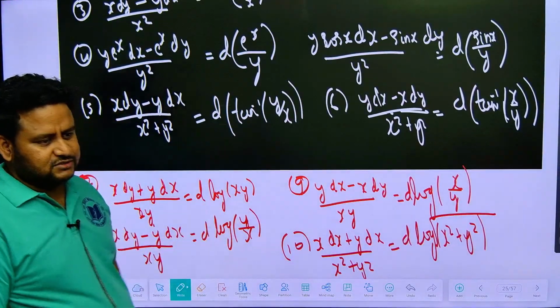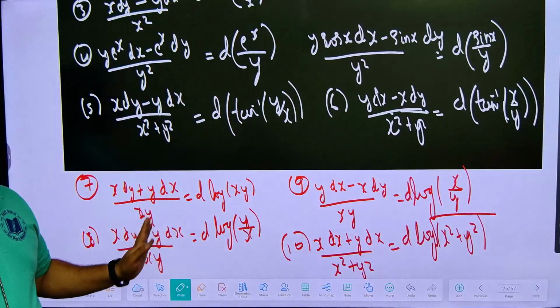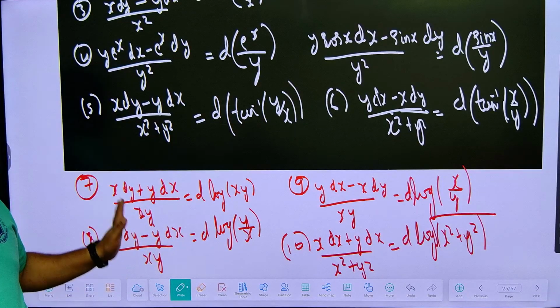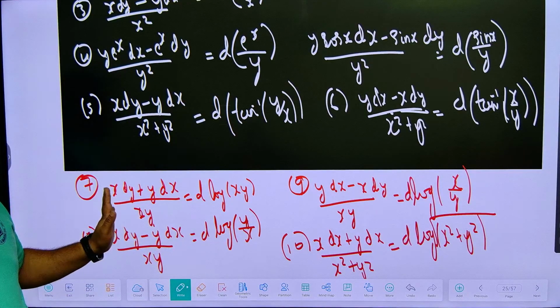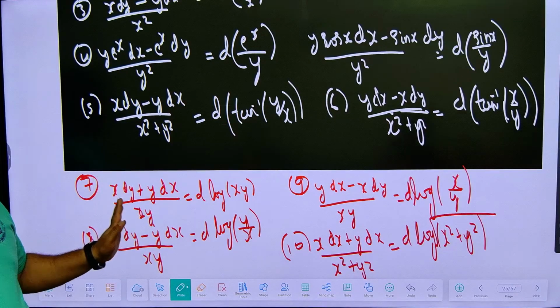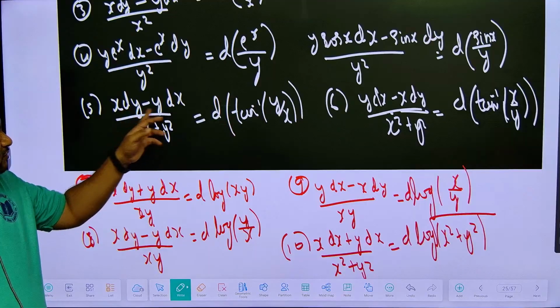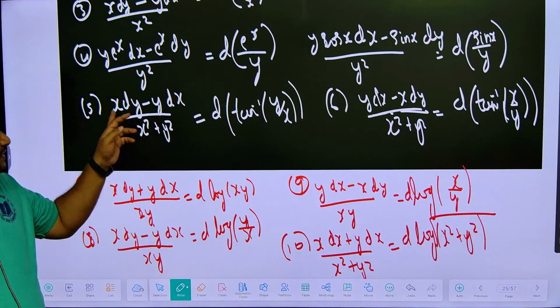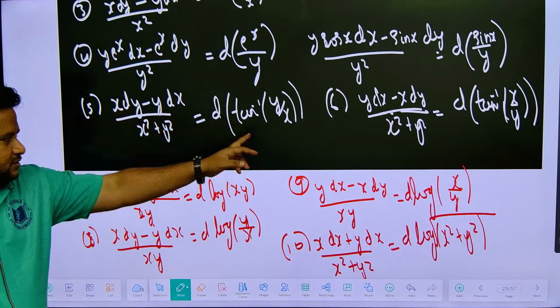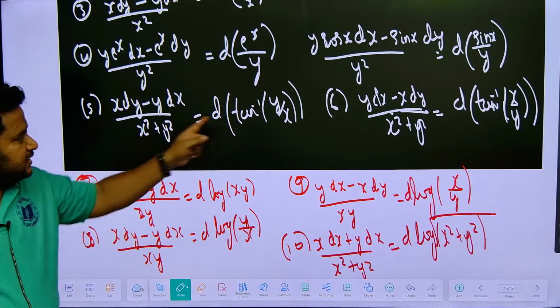You have to remember this. First try to analyze why it is coming. Don't just learn it by heart; try to understand how and why it is coming. Now let me repeat again. With x dy, x is coming, so the denominator should be x, but if x square plus y square is coming, it means tan inverse.